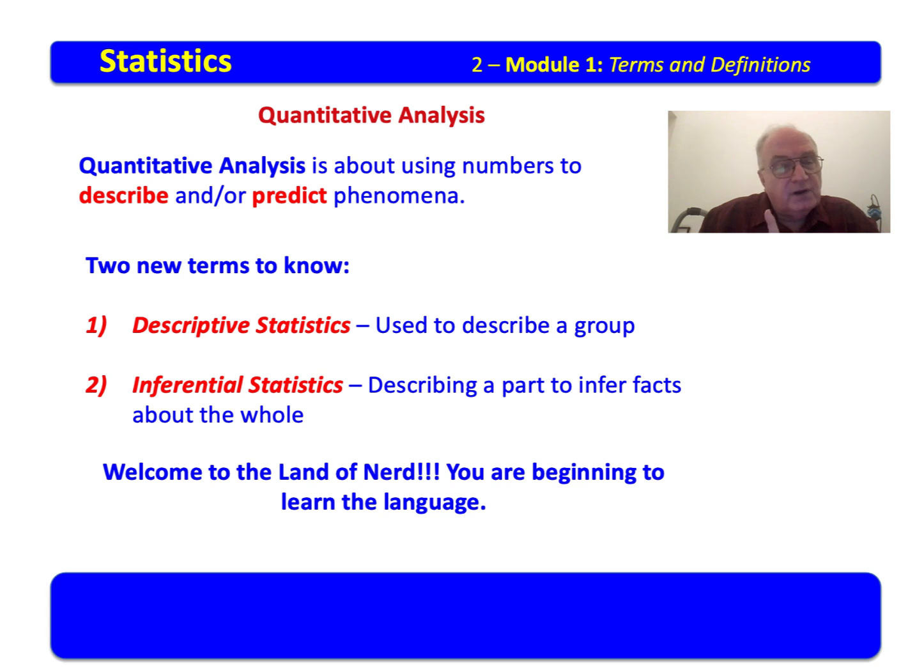Welcome to the land of nerd. You're beginning to learn the language. Remember that if you're going to journey in this land, you must learn the language. We have learned quantitative statistics versus qualitative. We're studying quantitative. Quantitative lets us describe things using numbers. So with quantitative statistics, we have two branches, descriptive statistics first, and then inferential statistics. We describe certain things, and then we use those descriptions to infer certain truths.